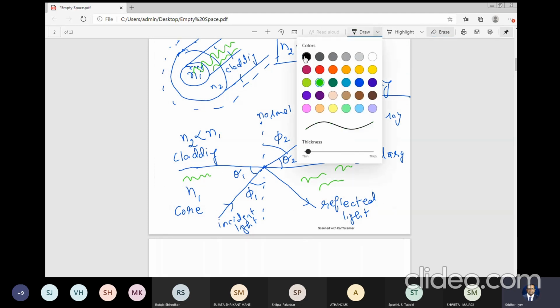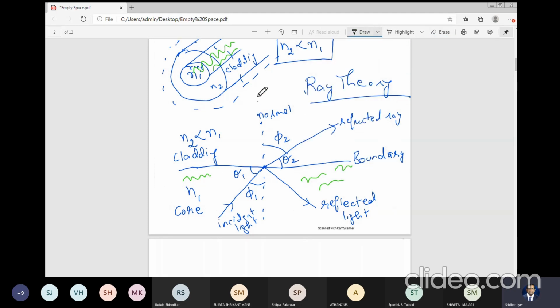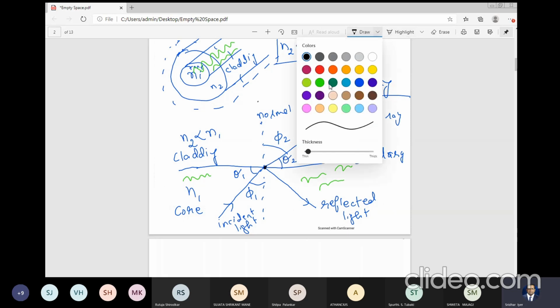Therefore, there has to be some mechanism through which we ensure that this incident light, when it hits this boundary here, only gets reflected. It does not get refracted. So this is something that you will have to visualize. So how can that be done? This can be done by visualizing this.